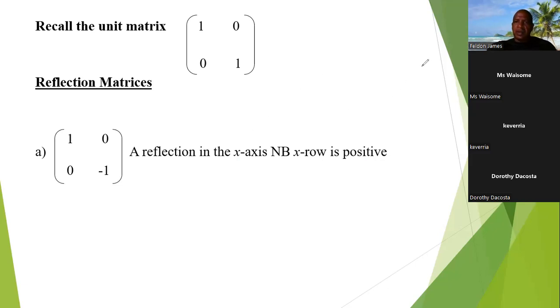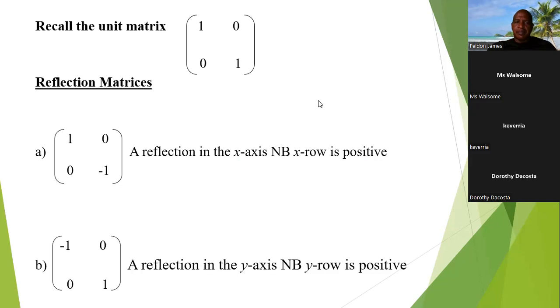All right, let me show you what the matrix of reflecting in the y-axis looks like. This one is a reflection in the y-axis. What do you notice about this one? How is it different from the one before? The one, sir. They have different positions. The negative ones, they share different positions.